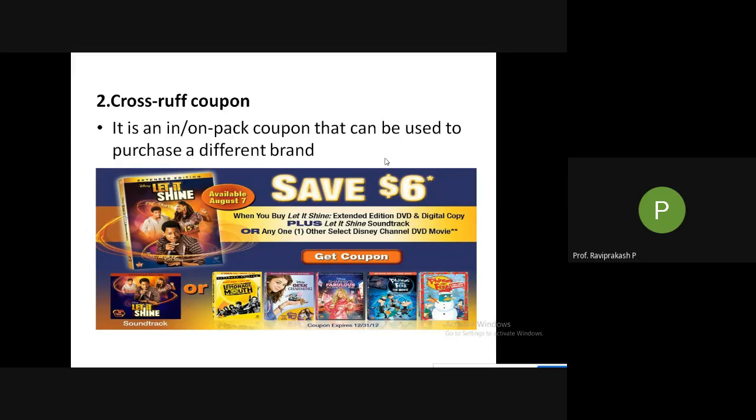This is a kind of product where you cannot buy the same product again. You can buy a similar product, in the sense you can buy a CD, but you never buy the same movie or the same musical again and again, right? So you will go for a different one. So if you buy one thing, there's a coupon given to you for the purchase of the other thing.